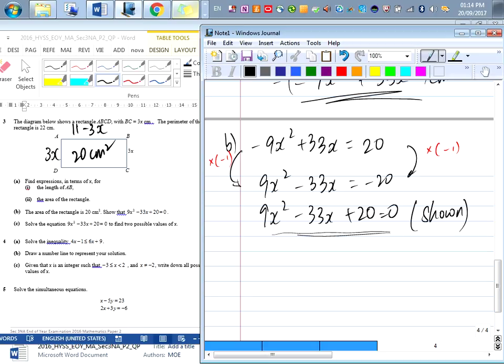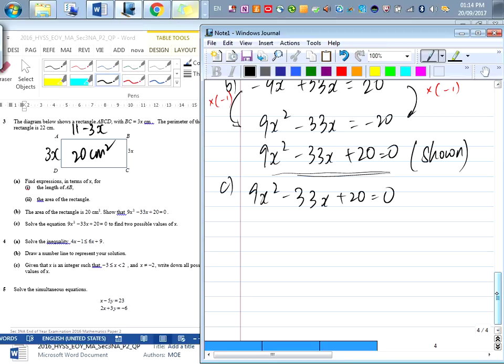Okay? Now part C. Solve the equation 9x squared minus 33x plus 20 equals to 0. Solving this equation, how many methods do you know? So many. Which one do you want to use? The formula? The quadratic formula? What is the formula? Is it given to you? It is not given to you.